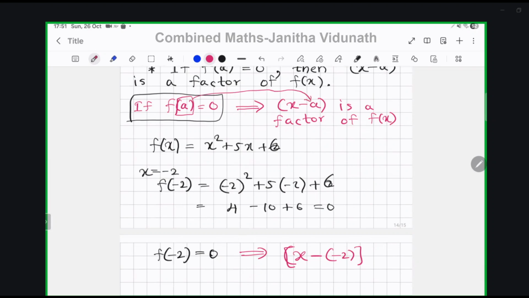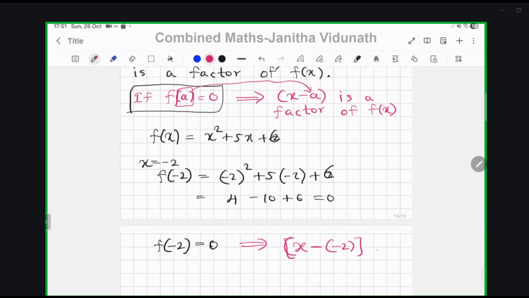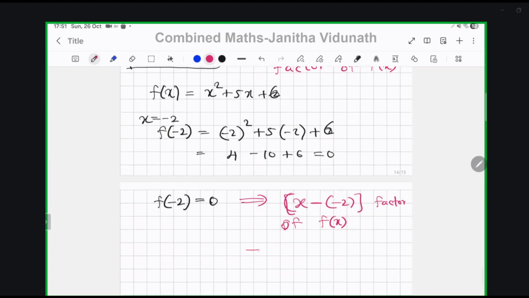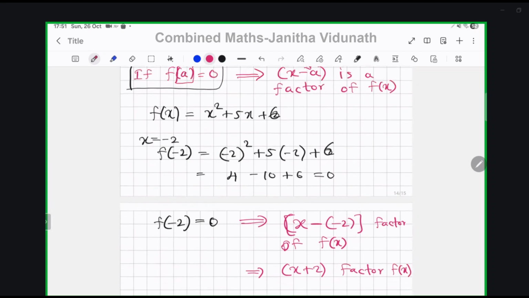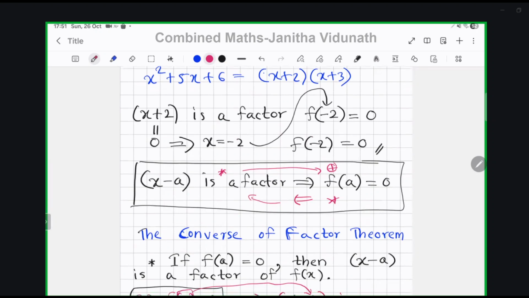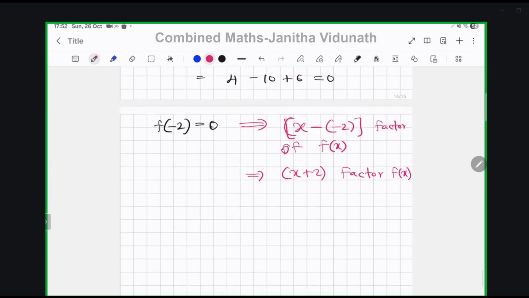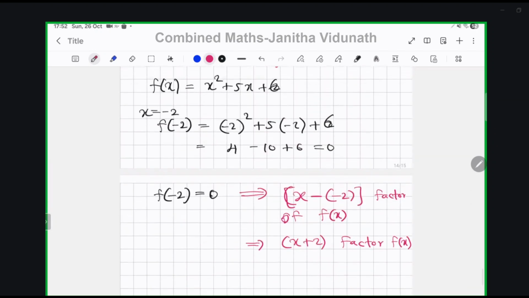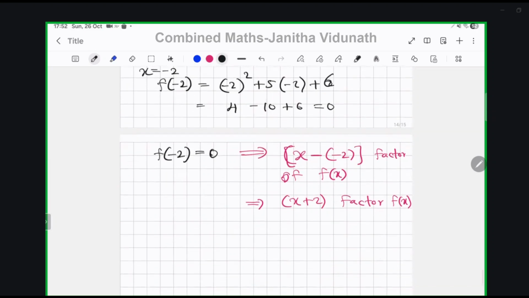That means x minus 2 should be a factor of f(x). That means x plus 2 should be a factor of f(x). In the factor theorem, we say if x minus a is a factor, then f(a) is 0. The other way around, we are saying in our factor theorem. In the converse of the factor theorem, we say the other way around.